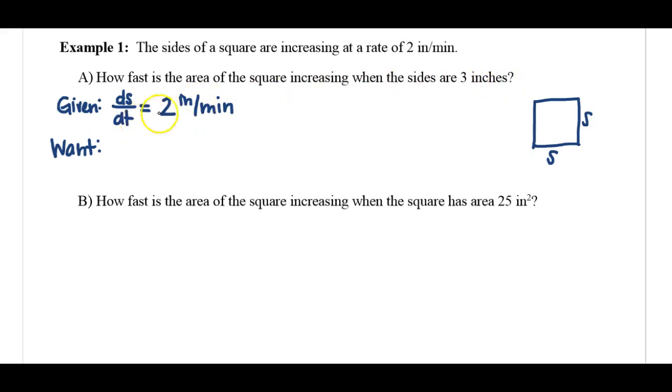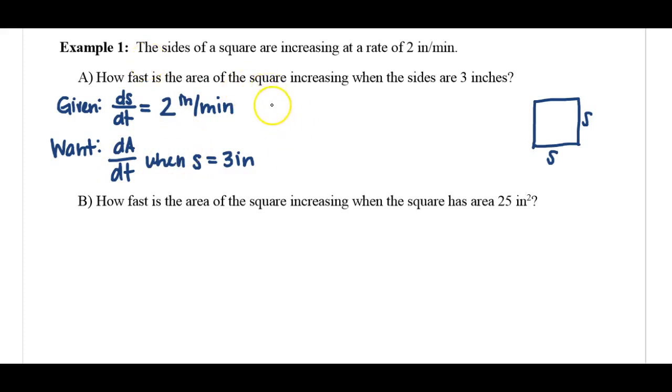So I want the rate of change, because I'm asked how fast, the rate of change of the area of a square. So we denote area with the variable A, so I want dA/dt. I want the rate of change of the area with respect to time when S equals 3 inches. That's what I want. So I wrote my givens and my wants.